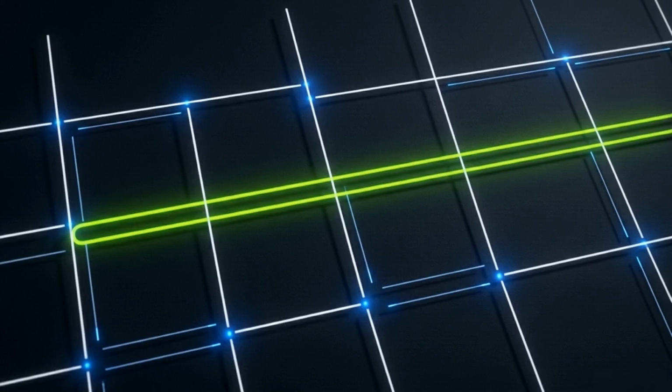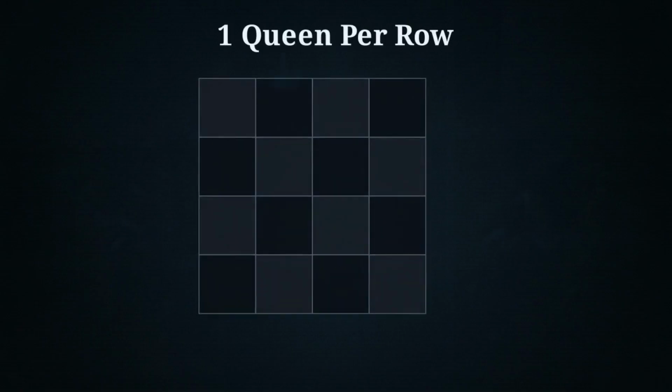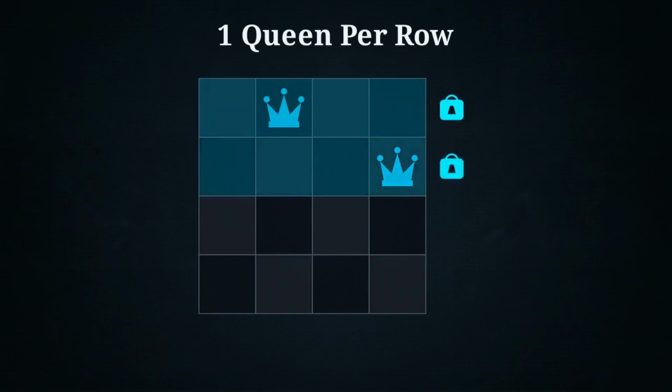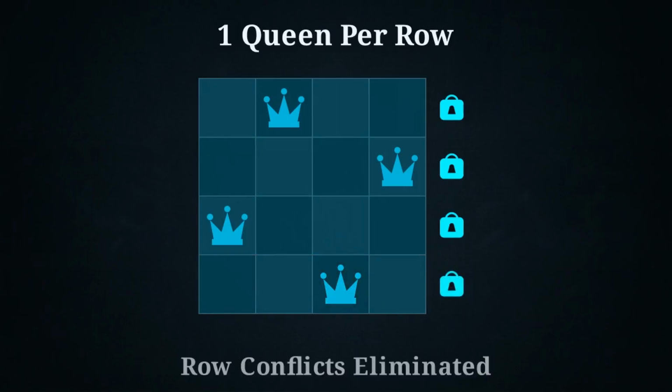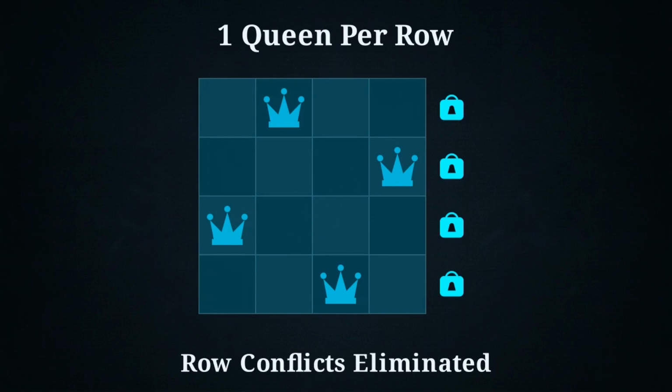To prevent the algorithm from checking every single square on the board, we impose a strict structural limitation from the very first move. Look at how this animation enforces our primary rule. The algorithm will only ever place exactly one queen in each horizontal row. By mathematically enforcing this one queen per row rule, we physically eliminate the possibility of a horizontal row conflict occurring.